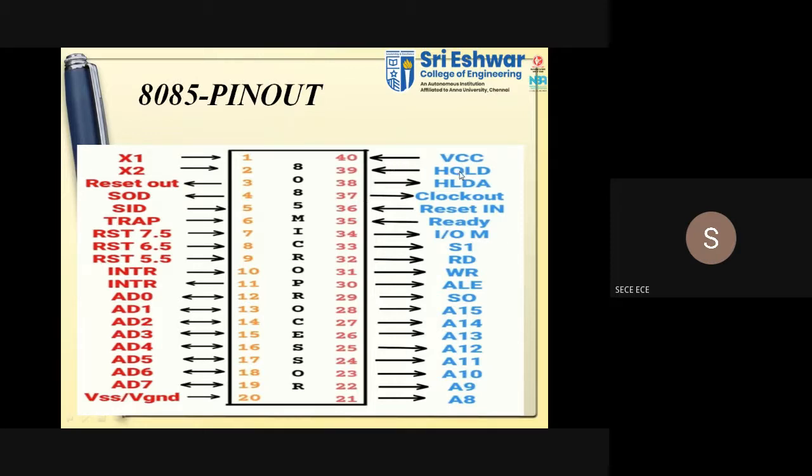Okay, and next we have hold and hold acknowledgement. These two signals are used to hold the buses. We know we have 3 buses: address bus, control bus and data bus. All these buses are controlled by the pins hold and hold acknowledgement. Next we have clock out, reset in and ready.